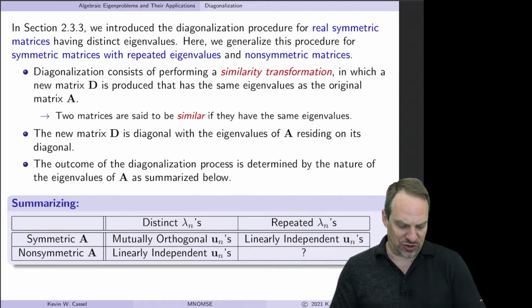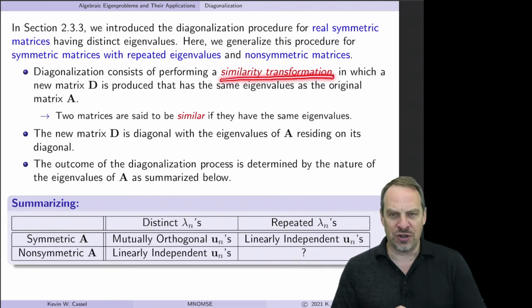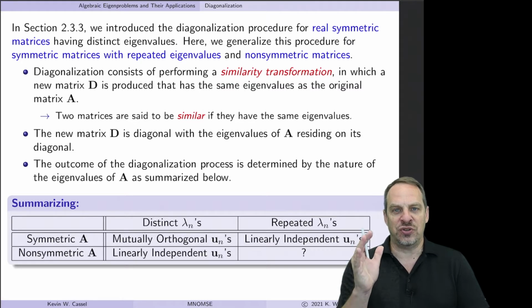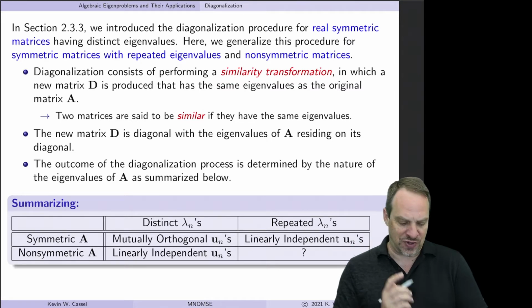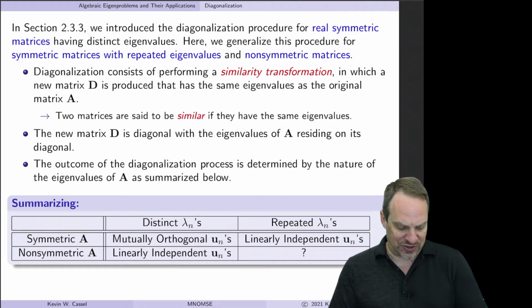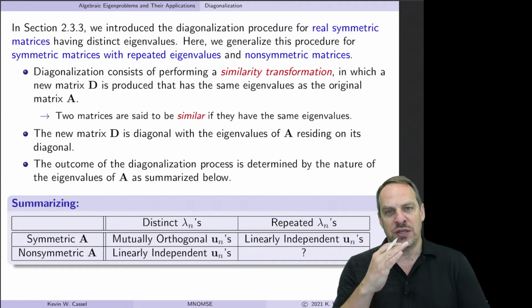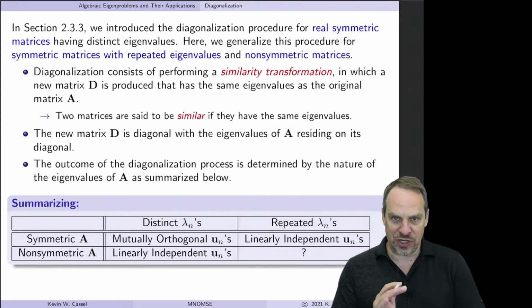about this diagonalization process. Just a reminder, we're talking about similarity transformations here. So these are transformations that do not change the values of the eigenvalues. And so we say the two matrices are similar, and that's what we mean when we say that. So the new matrix D, just like before, is going to be a diagonal matrix. It's going to have the eigenvalues of A sitting along the diagonal, just like before.